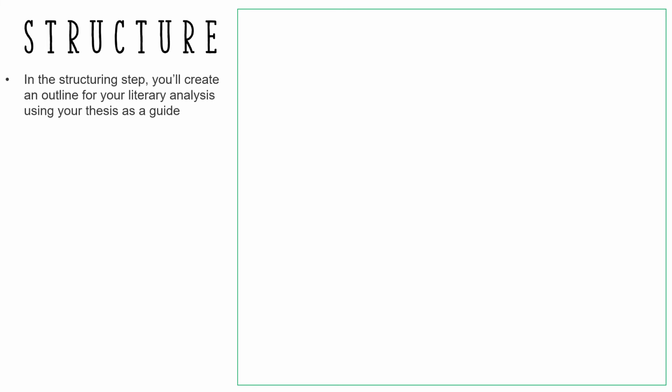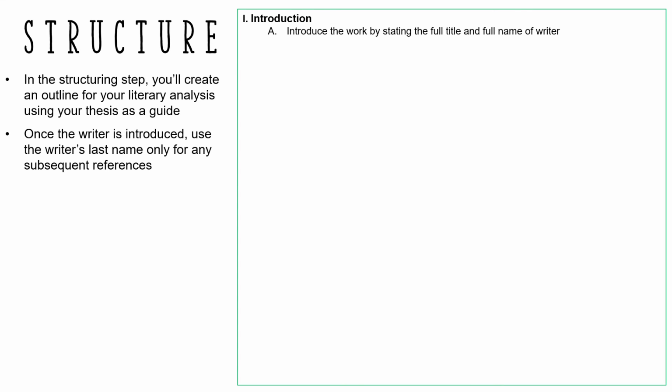Once you have a working thesis, you can move on to the next step of the writing process, structuring. In this step, you'll create an outline for your literary analysis using your thesis as a guide. The first paragraph should be your introduction. Start by introducing the work by stating the full title and the full name of the writer. Note that after the writer is introduced, you should use the writer's last name only for any subsequent references.